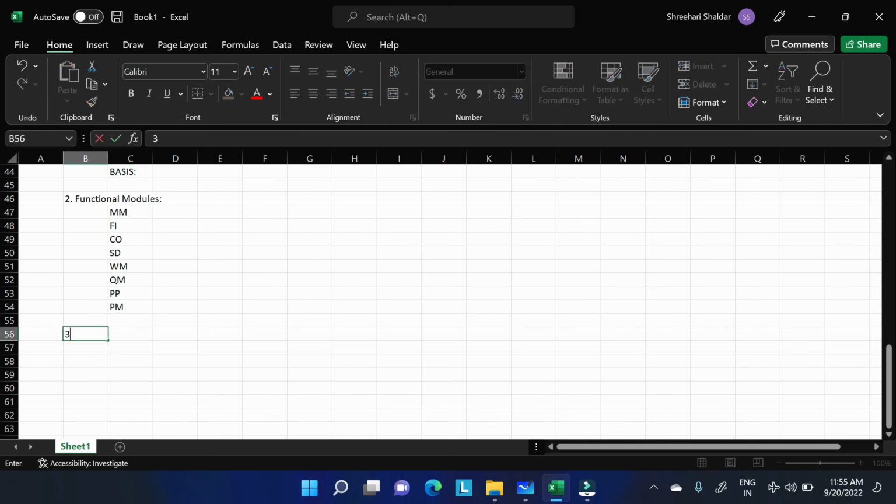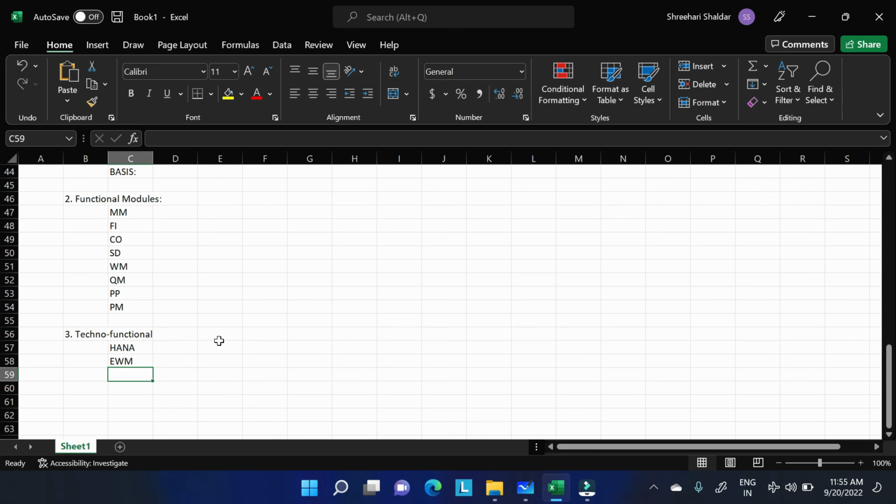And next thing we'll be having the techno functional modules. What are these techno functional modules? Here we have HANA and EWM, which are the two main important techno functional modules. What does HANA refer to, and why did they come up with this HANA? That is one more important topic to discuss here. HANA refers to High Performance Analytical Application. And why did they need this?